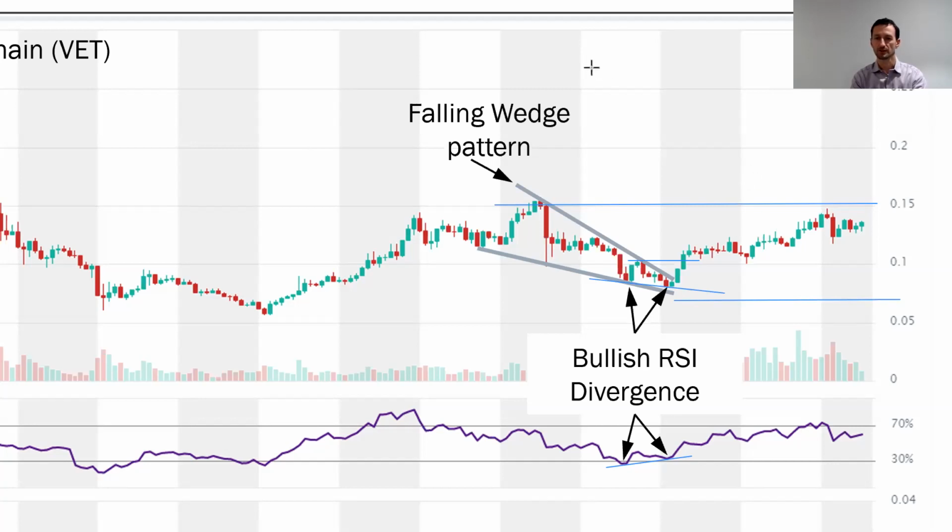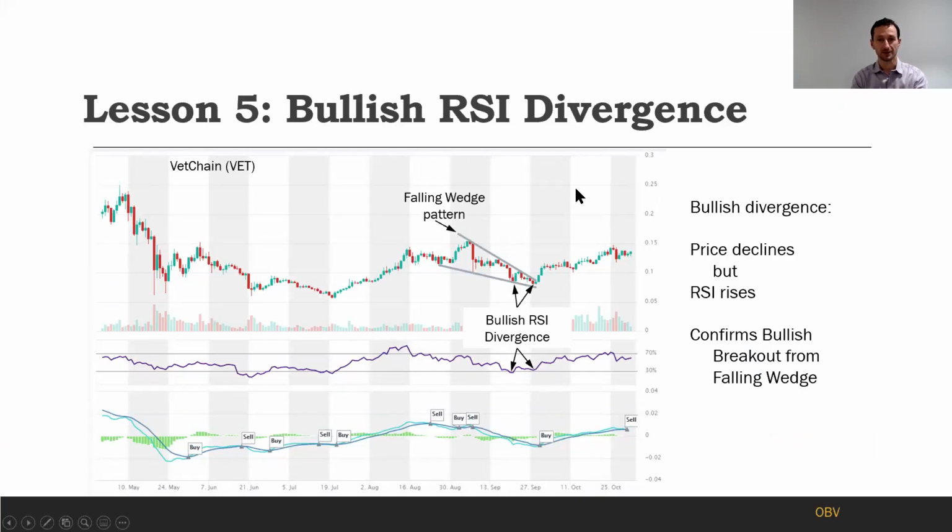But the point of this exercise is that the bullish RSI divergence helped me confirm the bullish falling wedge pattern breakout. And that's supporting evidence. Oh, by the way, on this chart, notice as I zoom back out that there were some other divergences here in the recent past. If you can spot them, one of them is bullish and one of them is bearish.